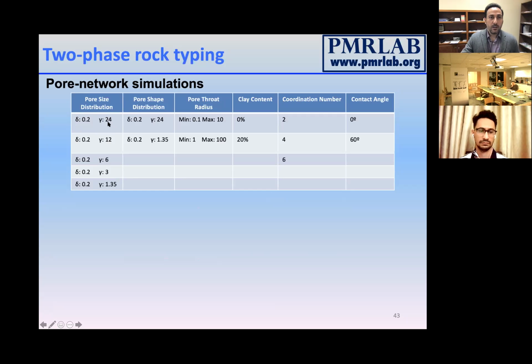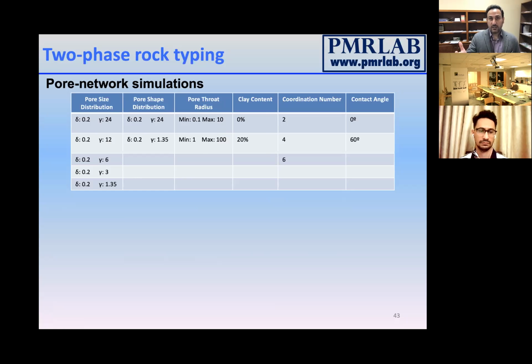That code is based on Weibull distribution, and these are shape factors from Weibull distribution, delta and gamma. We use a pretty wide range of gamma from 1.35 to 24. We use 2 different things for pore shape distributions. Pore throat radius ranged between 0.1 micron and 10 microns. For the other half of the simulations, it was between 1 and 100 microns. So you can easily see that we have 2 orders of magnitude variation in pore throat radius.